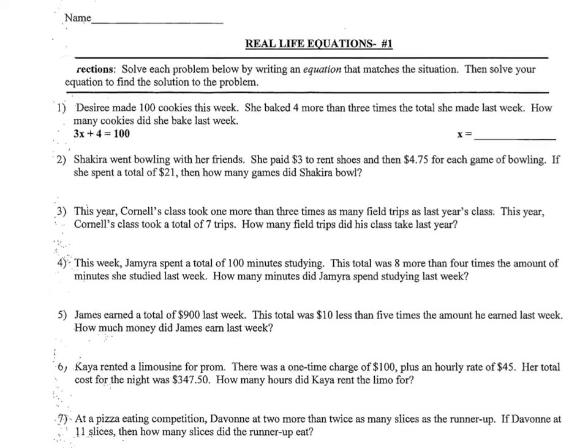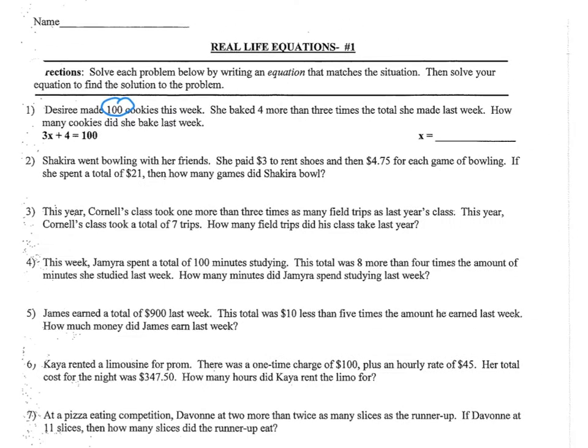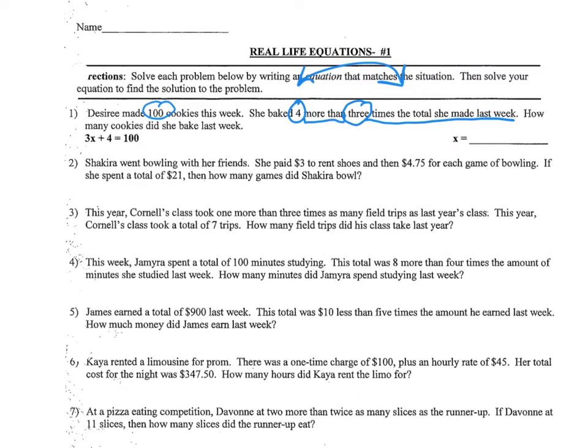Number one, Desiree made 100 cookies this week. So she made a total of 100 cookies. She baked 4 more than 3 times the total she made last week. Okay, so remember that "more than" I just talked about? That means these two things are going to be flip-flopped. If it's 3 times, what is that? Aren't we multiplying? Yes. 3 times the total she made last week. How many cookies did she bake last week?